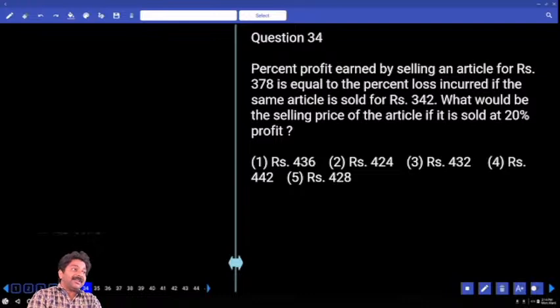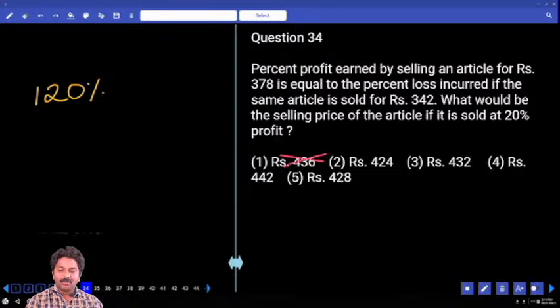When you are selling it at 20% profit, you must sell it at 120%. Yes? 120 is a 3 multiple. Answer must be a 3 multiple. Can it be the first option? No. Can it be the second? No. Can it be the third? Yes. Fourth? No. Fifth? Come on. There is only one 3 multiple.